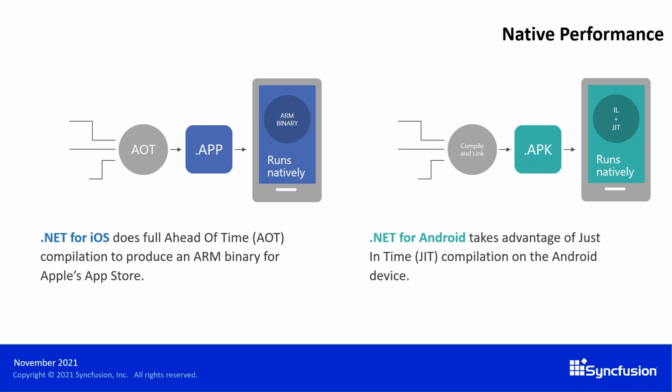I also put here some more technical details. iOS uses the so-called ahead-of-time compilation to produce the binary that will go directly into the store, and Android takes advantage of just-in-time compilation. For Windows apps, we have the Windows UI library in order to create native apps that can target Windows Desktop and the Universal Windows Platform.